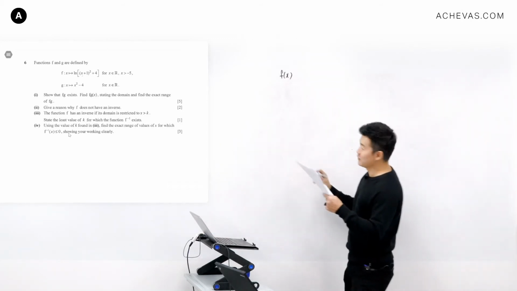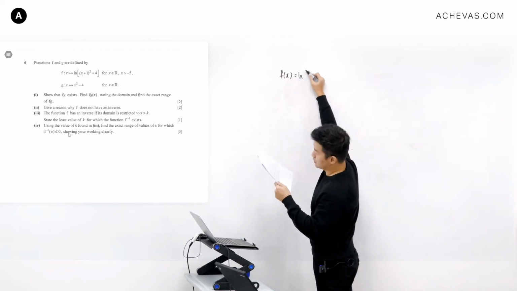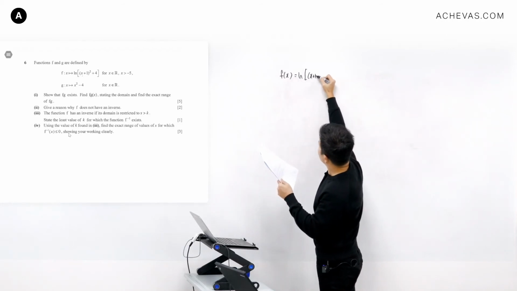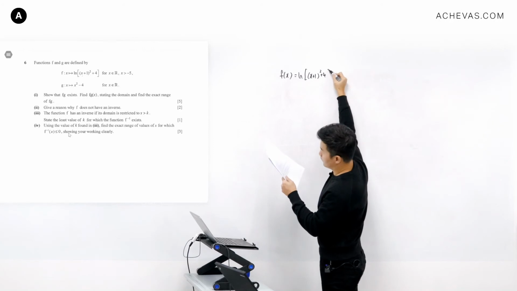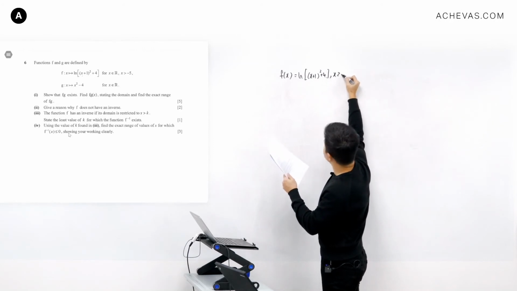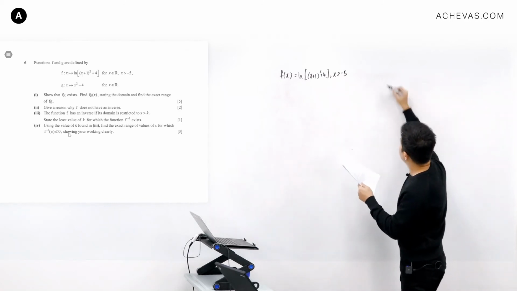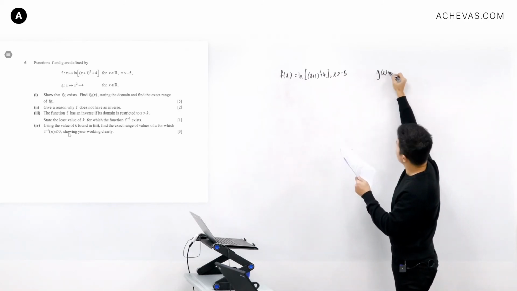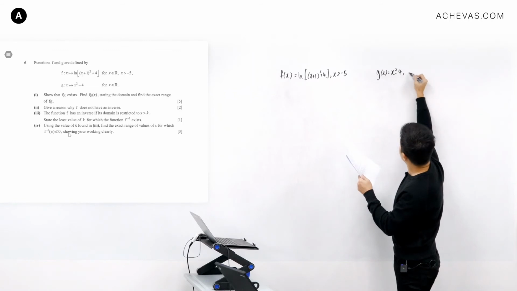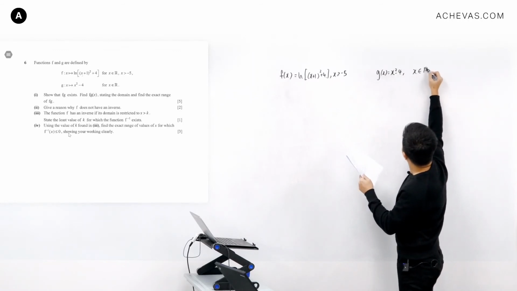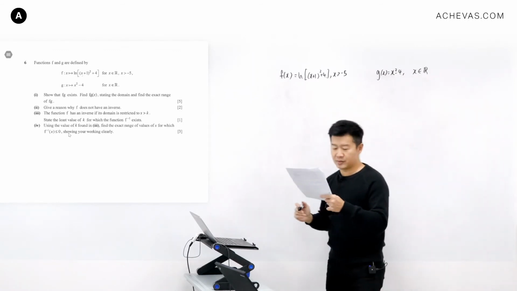But anyway, this is going to be f(x) = ln((x+1)^2 + 4), where x are all real numbers, x is strictly bigger than minus 5. Then I have g, which is given to me as g(x) = x^2 - 4. This is easy. x is just all real numbers.